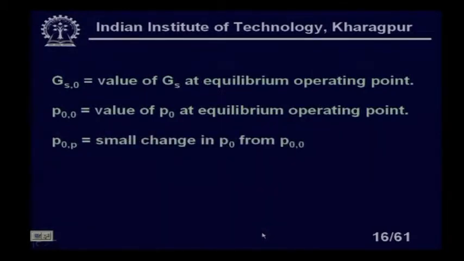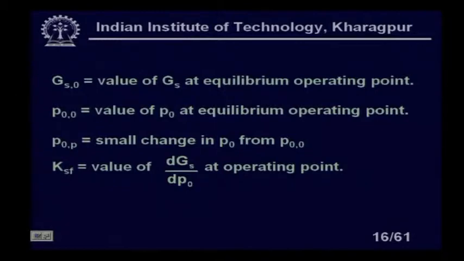P o p is a small change in P o from P o o. So, there is a small change from the equilibrium point, because now there is a displacement. So, that is the output pressure. So, we are writing P o p. K s f is the value of the derivative of G s, supply side restrictor, with respect to P o at the operating point.